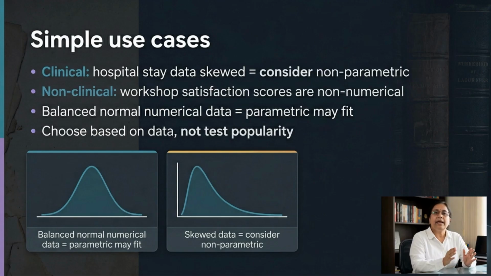Let us make this practical with simple examples. In a clinical study, hospital stay duration may be highly skewed. In that kind of situation, a non-parametric approach may be more suitable. In a non-clinical study, satisfaction may be recorded as ranks such as poor, fair, good, and excellent. That also often points toward non-parametric thinking. But if you have reasonably normal numerical data and the assumptions are met, a parametric test may be appropriate.